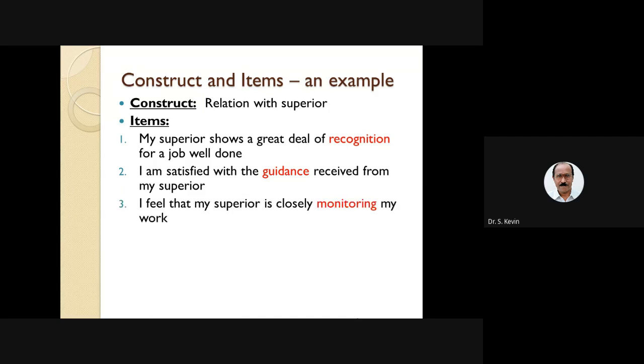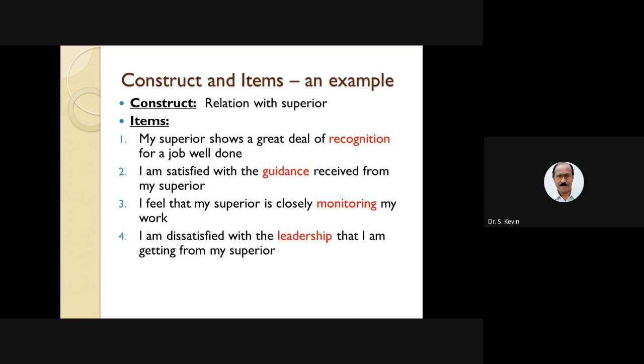I feel that my superior is closely monitoring my work. So he is monitoring my work. I am satisfied. I understand that he is monitoring. So if he agrees, then it represents a good relation with the superior.